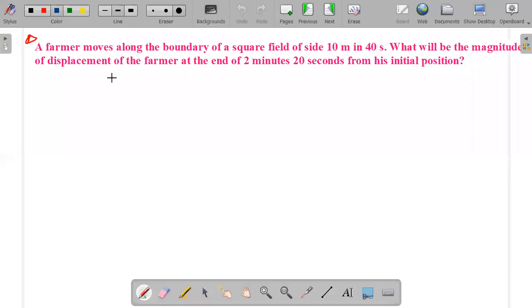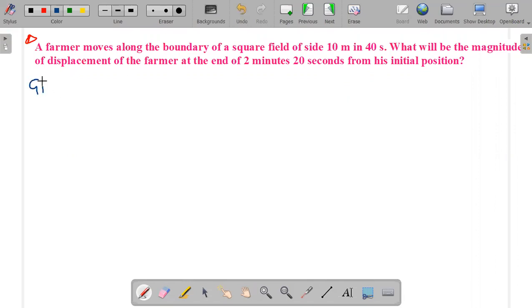So there is a question. I told you that we will solve this today. A farmer moves along the boundary of a square field of side 10 meter in 40 seconds. What will be the magnitude of displacement of the farmer at end of 2 minute 20 seconds from his initial position?